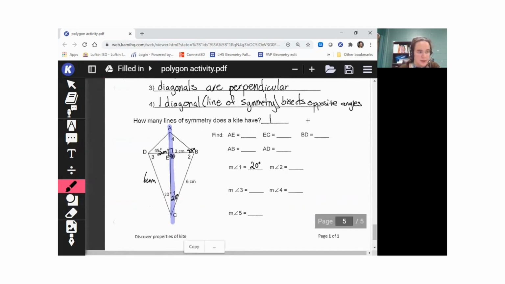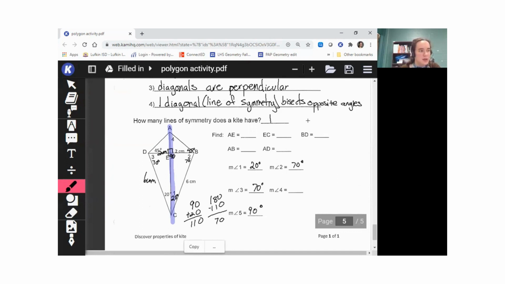So angle 5 is 90 degrees. We can find angle 2 by adding 90 and 20 and then subtracting from 180. And we get 70 degrees for angle 2. And again, use your line of symmetry. That tells me that angle 3 is also 70 degrees. Sorry, this 5 should be 90. I don't know why I put 50.